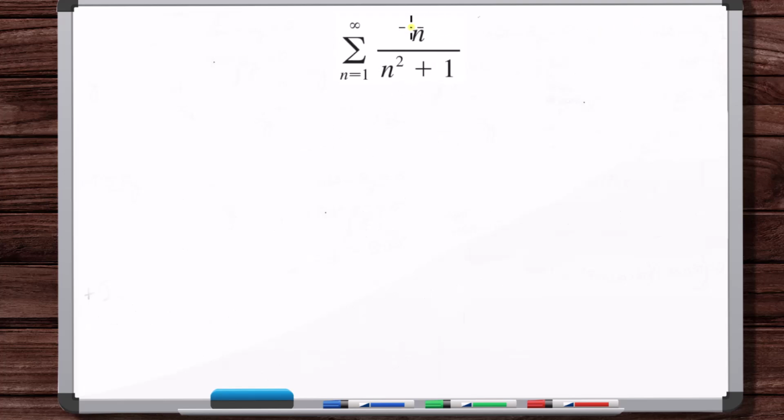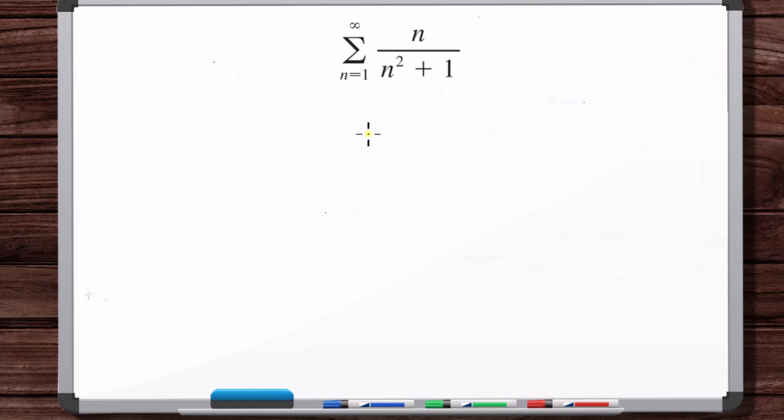Okay, let's just take a look at the sequence first. And if we divide the numerator and denominator by n squared, now the limit as n approaches infinity of this goes to 0, this goes to 0, so this goes to 0. So that doesn't tell us anything about the series being divergent.